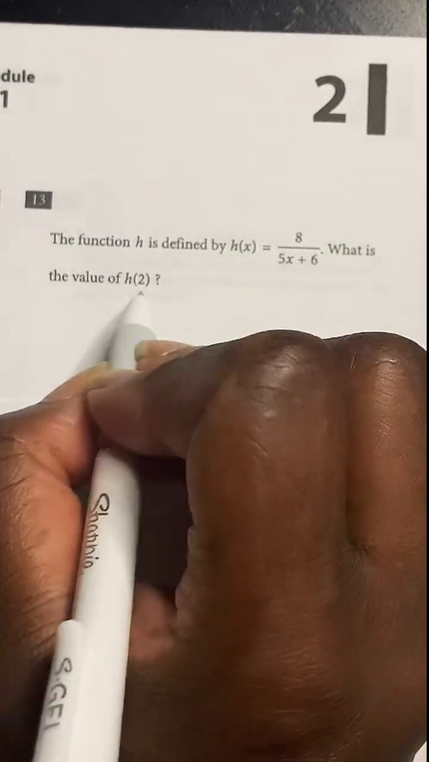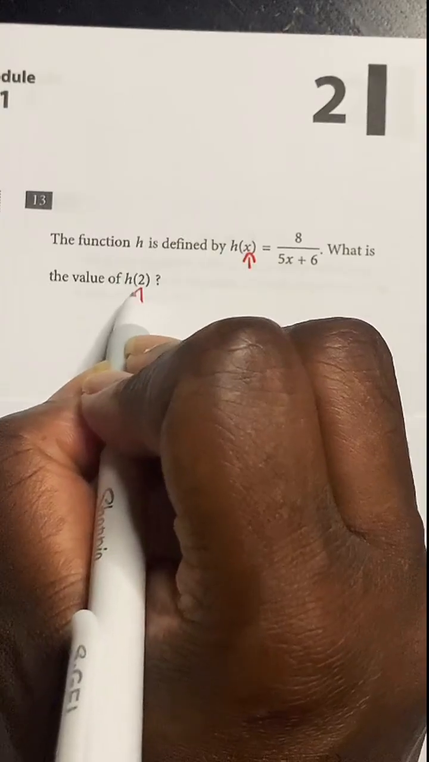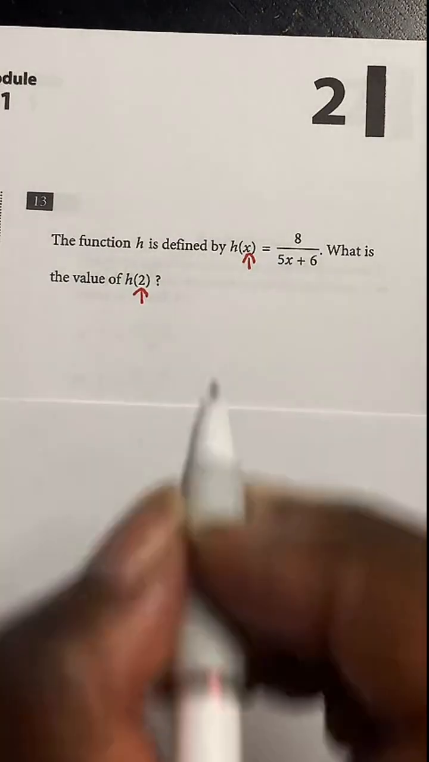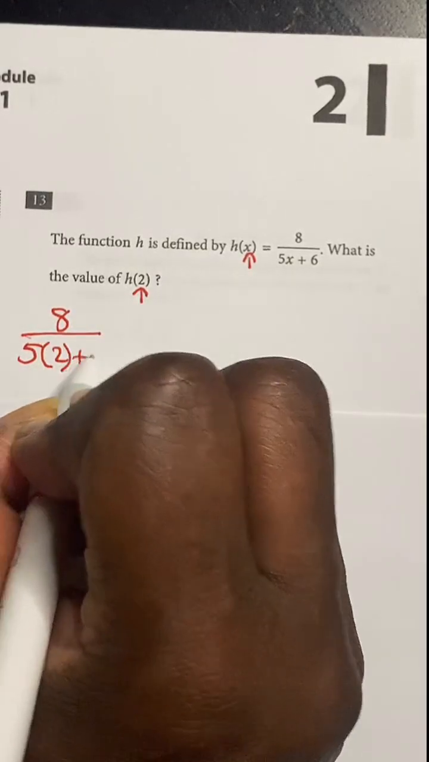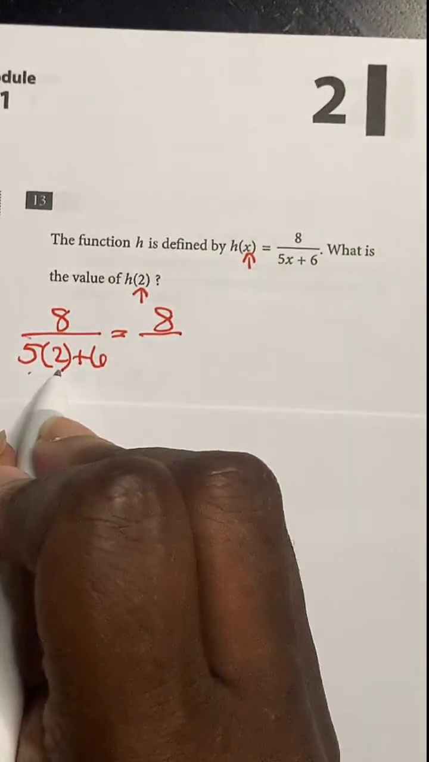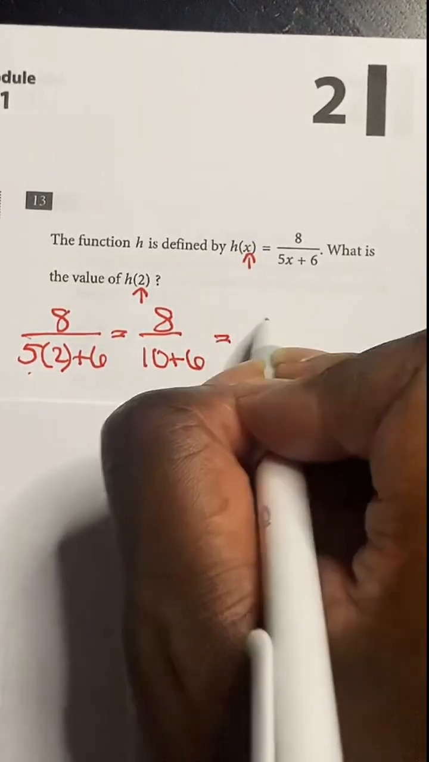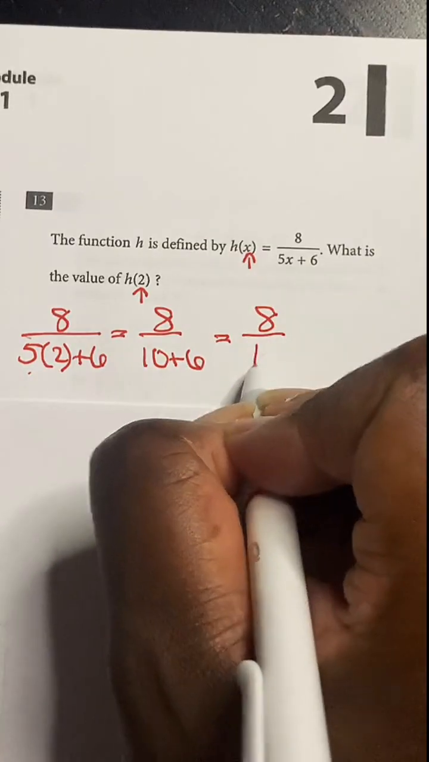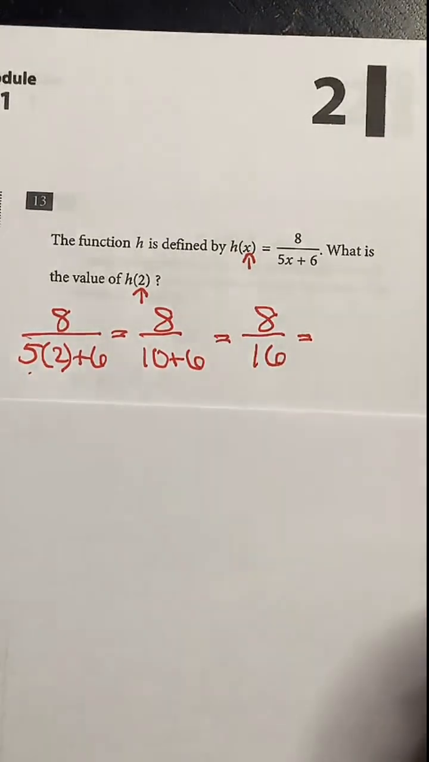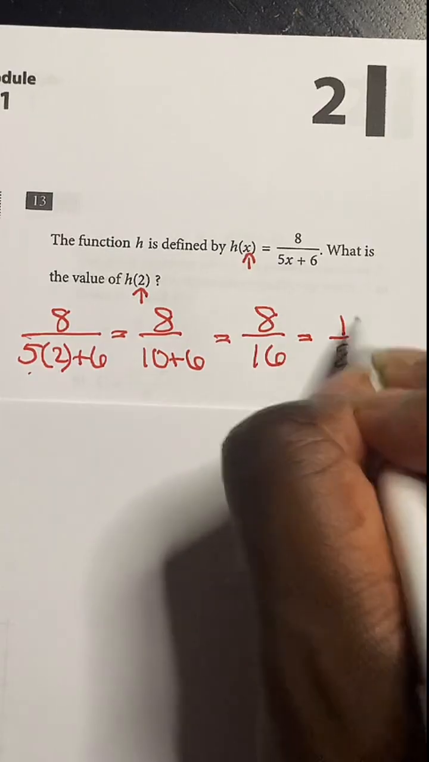Now this is what's happening. Notice where the x and where the 2 is in the same spot. So that's telling me everywhere I see an x, I'm putting a 2 in its place. So now I have 8 over 5 times 2, which gives me 10, plus 6. So 8 over 16. And 8/16 reduced by 8 will give me 1/2.